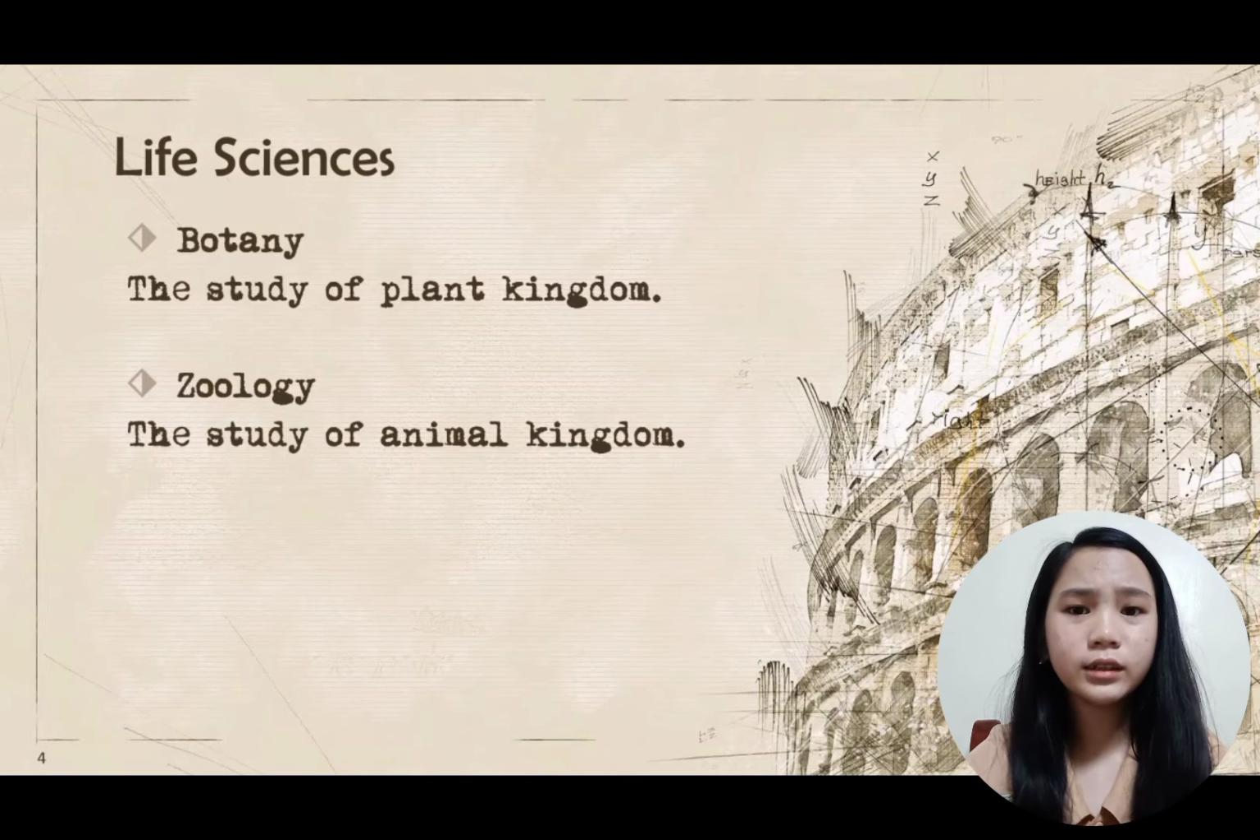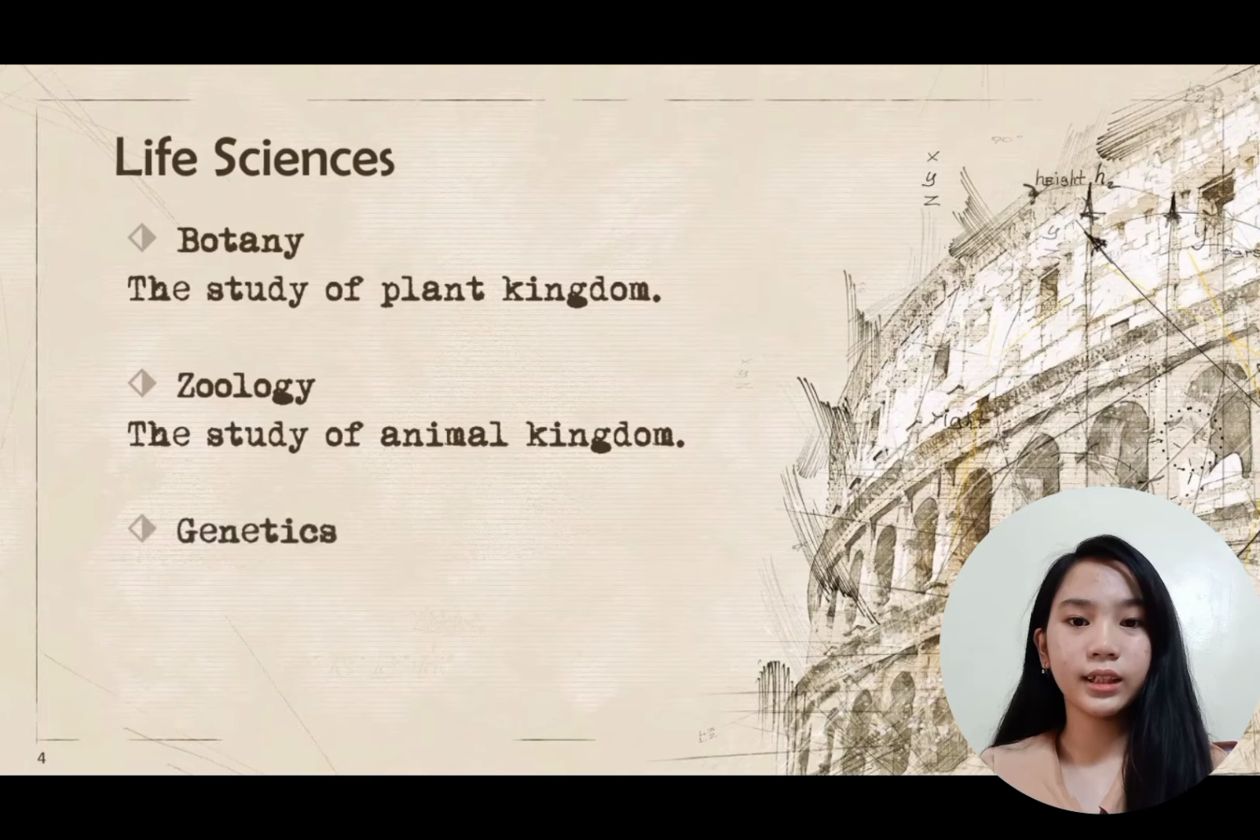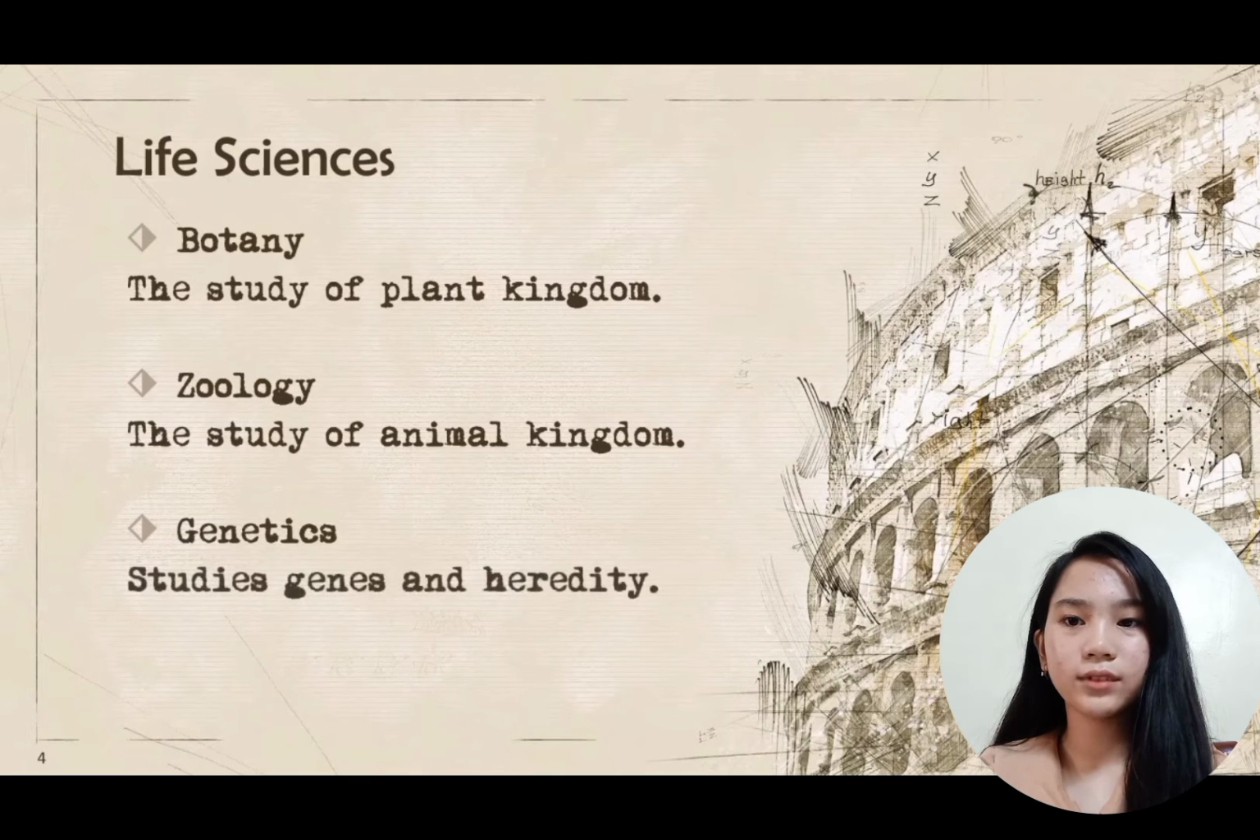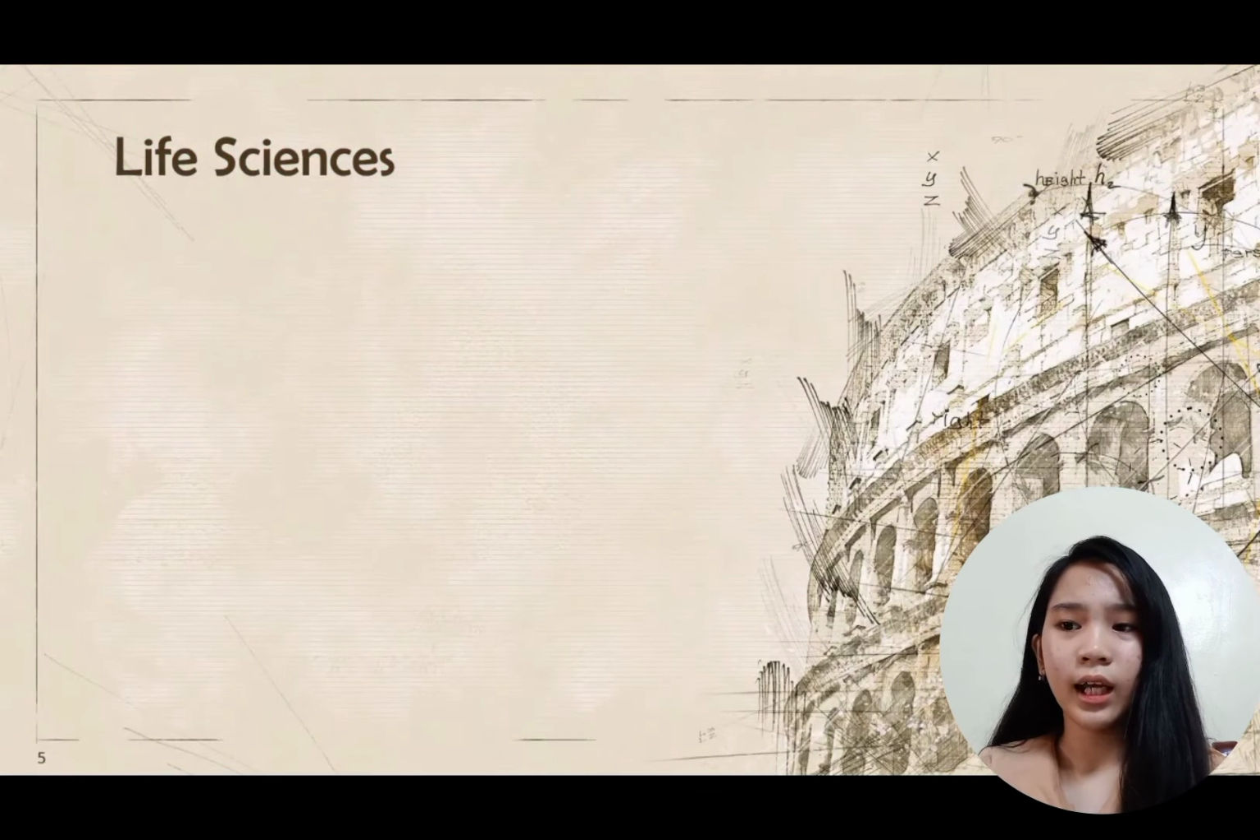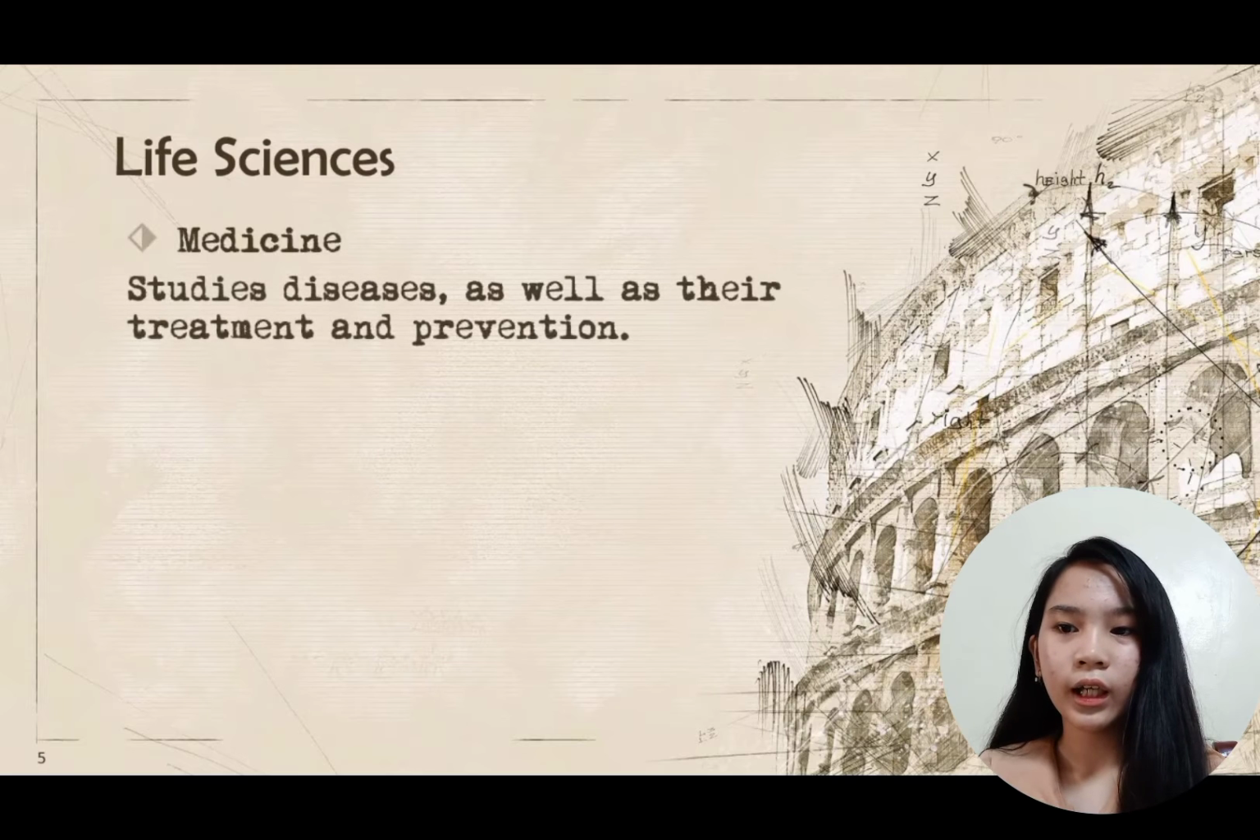And the last one is genetics. Genetics is the study of genes and heredity, variation and patterns. It is a study of how traits are passed from parents to their offspring. Still under the life sciences, we have medicine. It is the study of diseases as well as their treatment and prevention. It is the practice of caring for a patient and managing the prognosis of injuries.